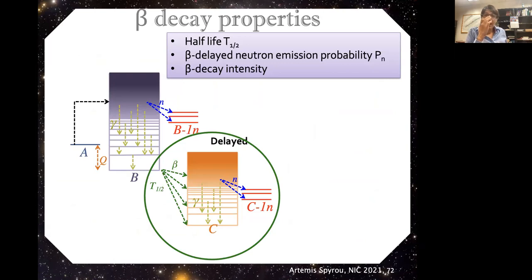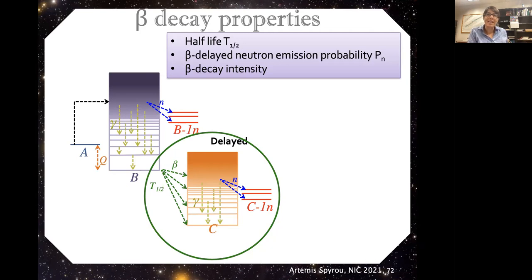Okay, moving on to beta decays. We saw already that measuring half-lives and measuring beta-delayed neutron emission probabilities are two very important quantities. There's a third quantity we haven't talked about, which is called the beta decay intensity. Sometimes it's useful directly to know for the astrophysical environment, but quite often it's just used as a model comparison, a model constraint.